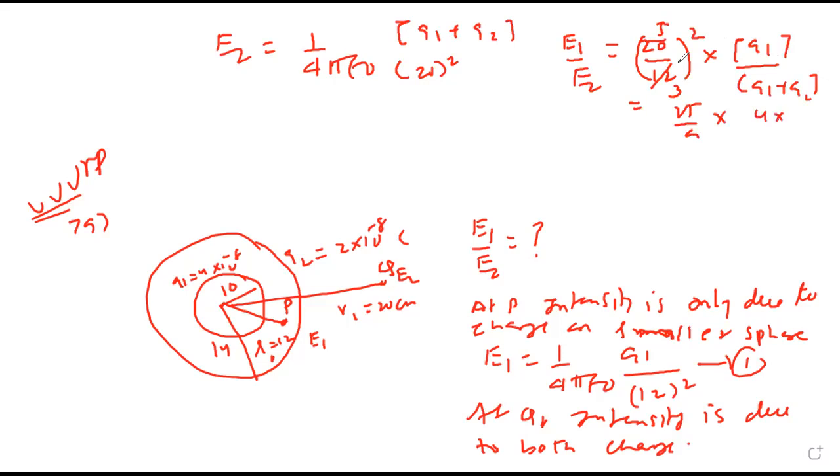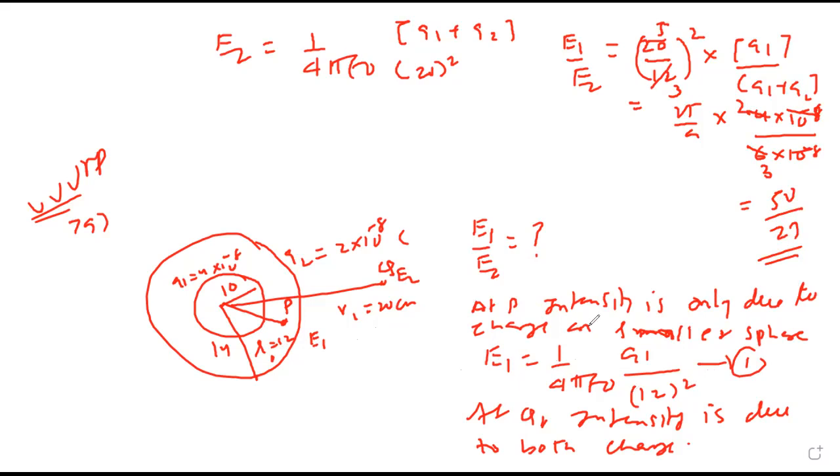Q1 is 4 into 10 raised to minus 8. Q1 plus Q2 will become 6 into 10 raised to minus 8. So 2 into 3, the 10 raised to minus 8 cancels. 50 upon 27. See, the problem is important not only because of understanding whether it is outside or inside, but also in calculation. You should do it fast. So I didn't calculate at each step. I calculated only at the end.